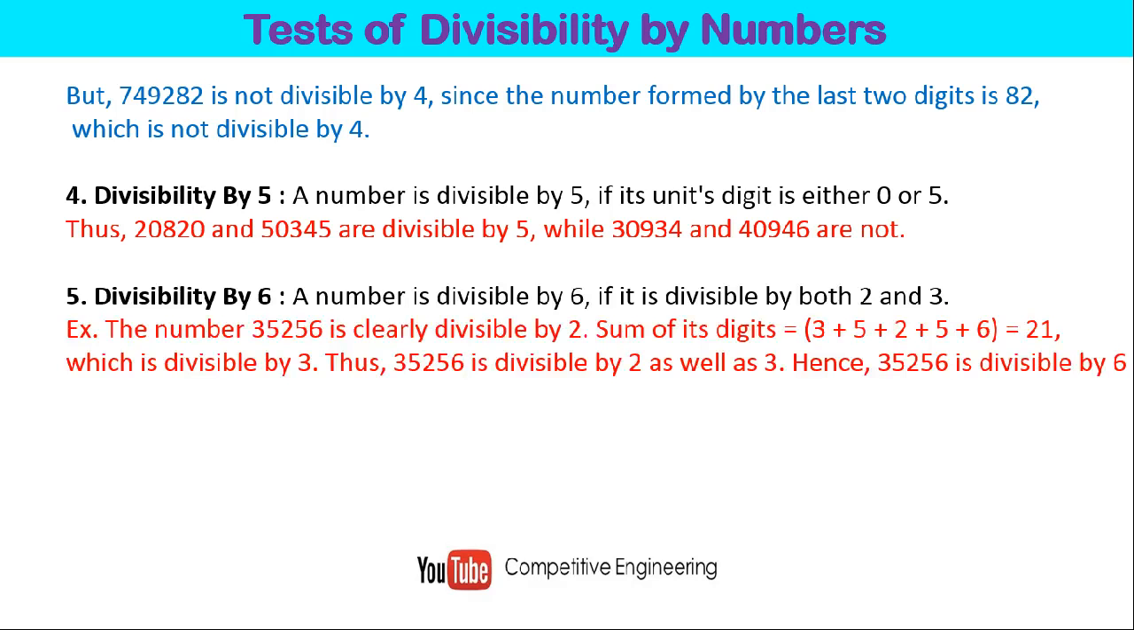A number 35256 is divisible by 2. How? It is an even number. The sum of digits is 3 plus 5 plus 2 plus 5 plus 6, which is 21, and it is divisible by 3. So it is divisible by both 2 and 3. Thus it is divisible by 6 also.